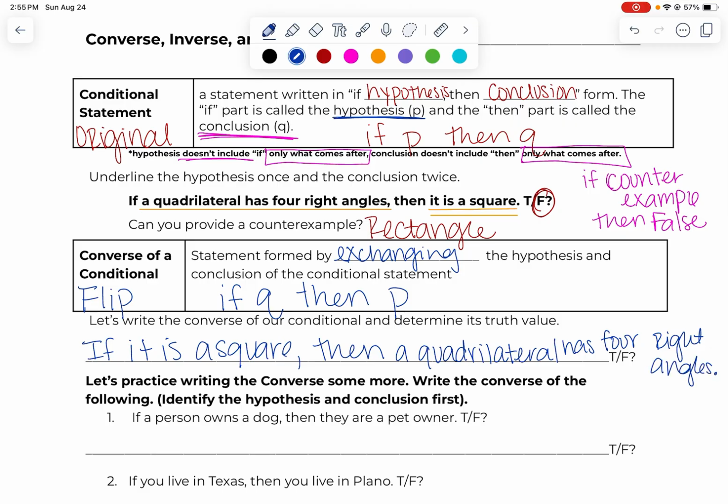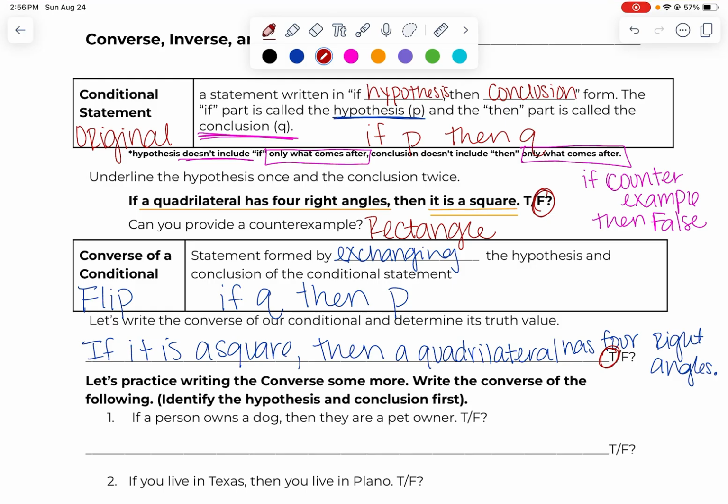Okay, now we're going to determine if this is true or false. So if it is a square, then a quadrilateral has 4 right angles. Does a square have 4 right angles? This is true. Okay, remember, if you have any questions, write them down, email me and ask them.